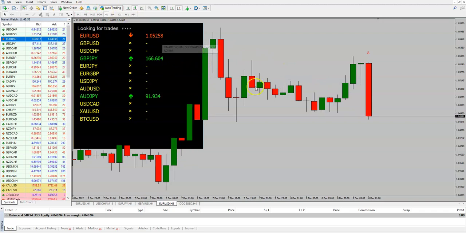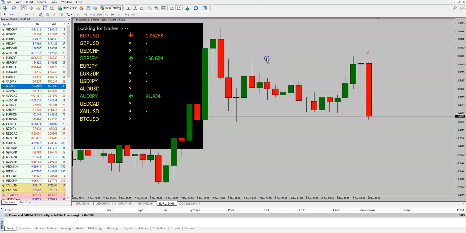This is 1 hour time frame. You can use it, as I said, on all time frames. And if you load it on 1 hour time frame, you will get 1 hour signals. So only for binary 1 hour expiry.